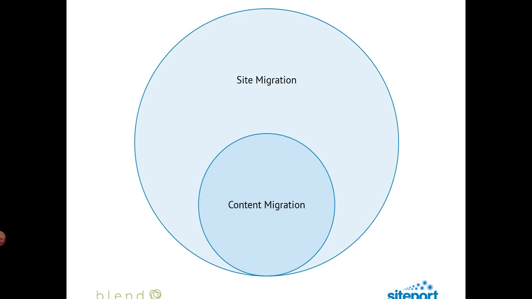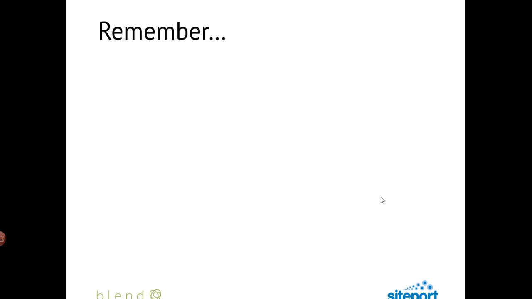I'll use an analogy. You live in a house now and you want to move into a larger house. Well, the first thing you have to do is build that house. Once that house is built, you have to move all your stuff into that house. So the entire process of moving into the new house is the site migration. The subset of that, when you're actually moving your furniture into the finished larger home, that would be the content migration. So the site migration is the entire project. The content migration would be a smaller subset of that project.